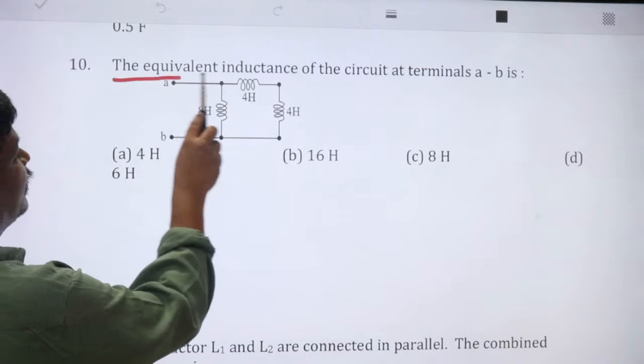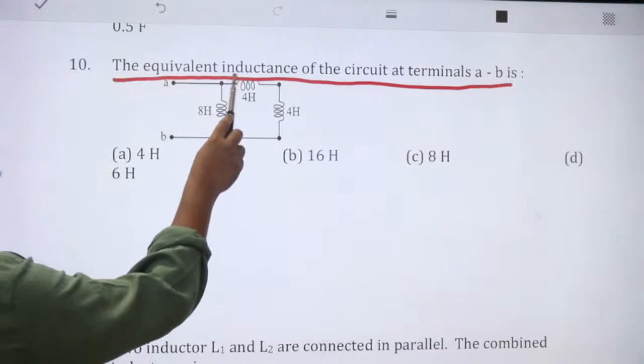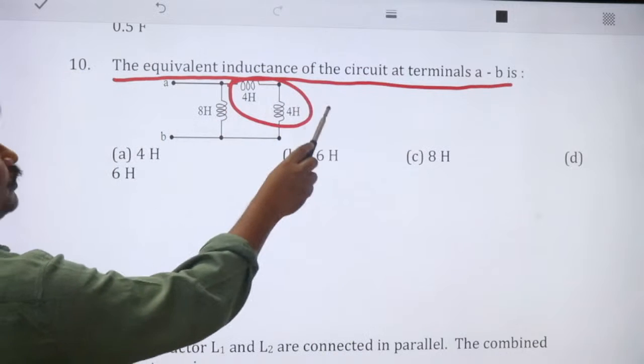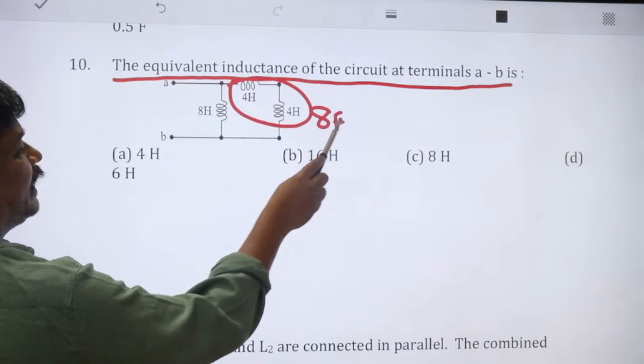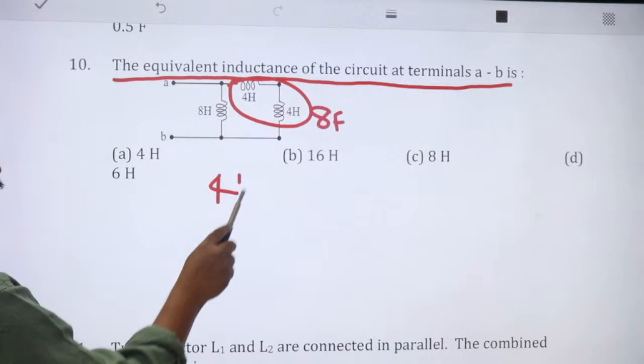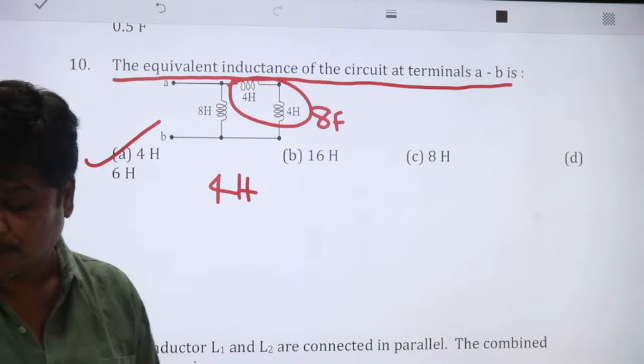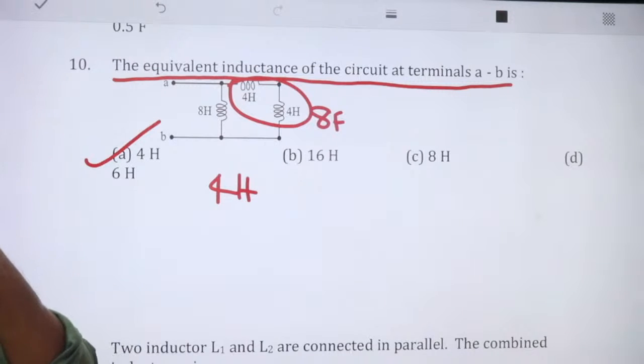The equivalent capacitance of the circuit at terminals A and B. These two are in series, which becomes 8 farads. 8 farads in parallel with 8 farads, 4 farads you are going to get. Option A is the right answer. Okay? Right? Next.